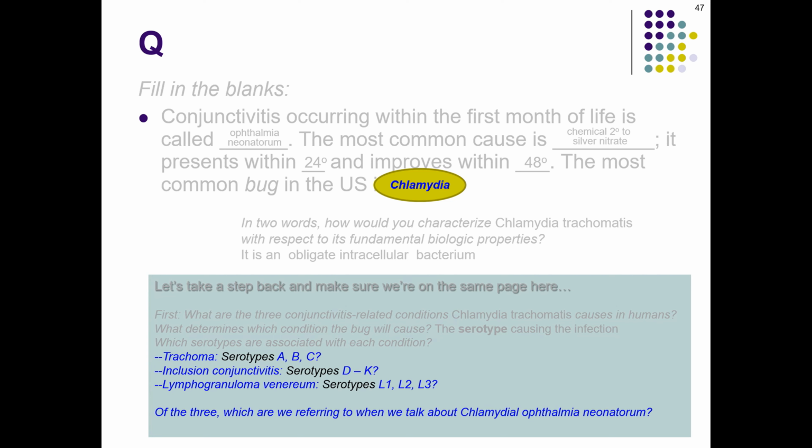Out of these three, when we talk about chlamydial ophthalmia neonatorum, we are basically referring to inclusion conjunctivitis. Inclusion neonatal conjunctivitis is caused by chlamydia trachomatis serotypes D to K.